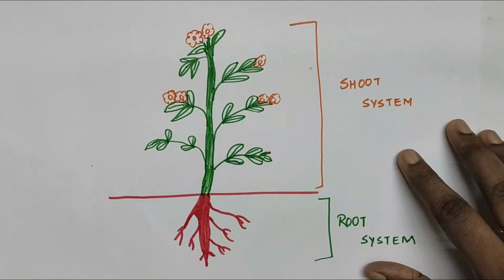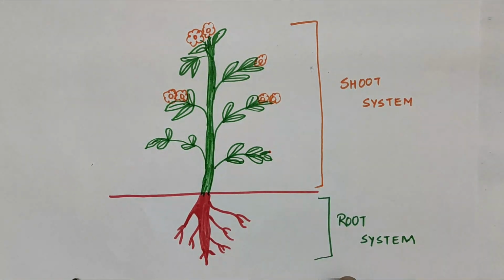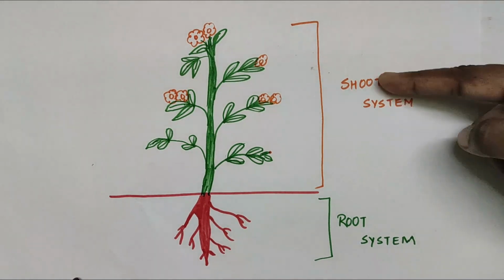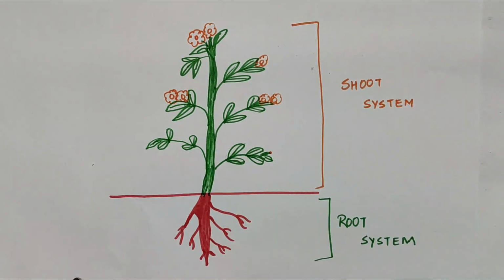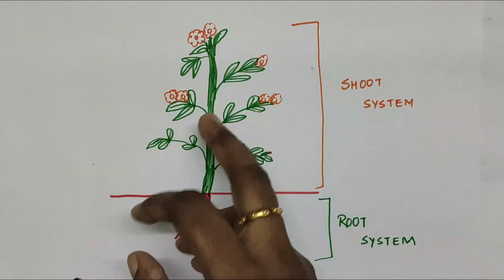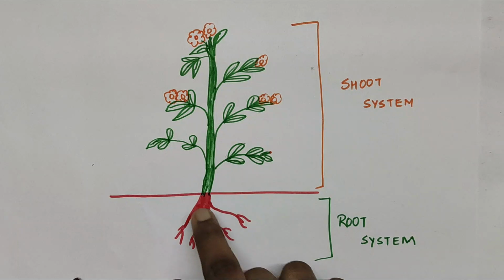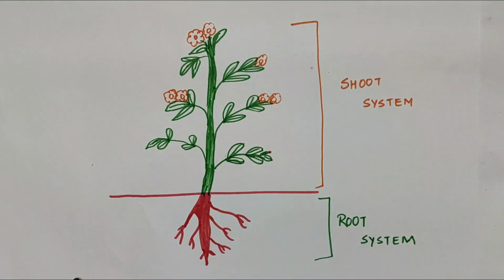As you can see in this diagram, we have two parts of the plant. The one which is underground, in the soil, is called the root system, and the one which is above the soil is the shoot system. The shoot system consists of many parts like the leaves, the flowers, and the stem, and the root system consists of the roots. Now our main focus today will be the leaves.